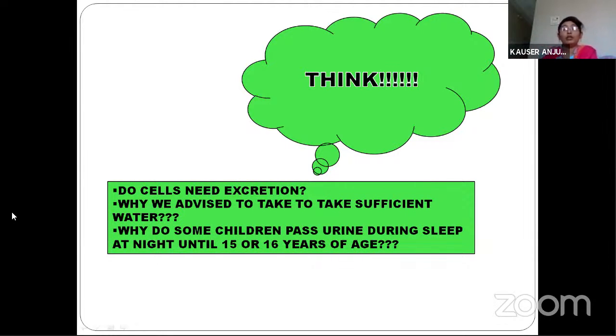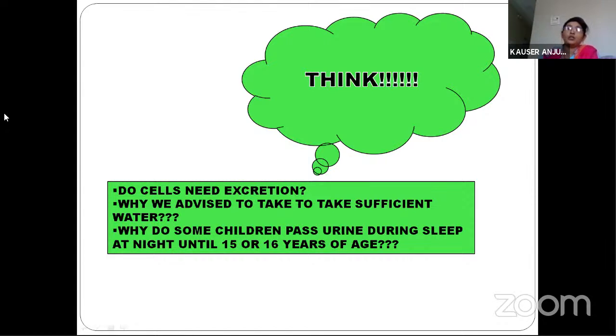Okay, so when you take less water, what happens? There is a chance of forming stones in the kidneys. So you are advised to take sufficient quantities of water. Next, why do some children pass urine during sleep at night until 15 or 16 years of age?